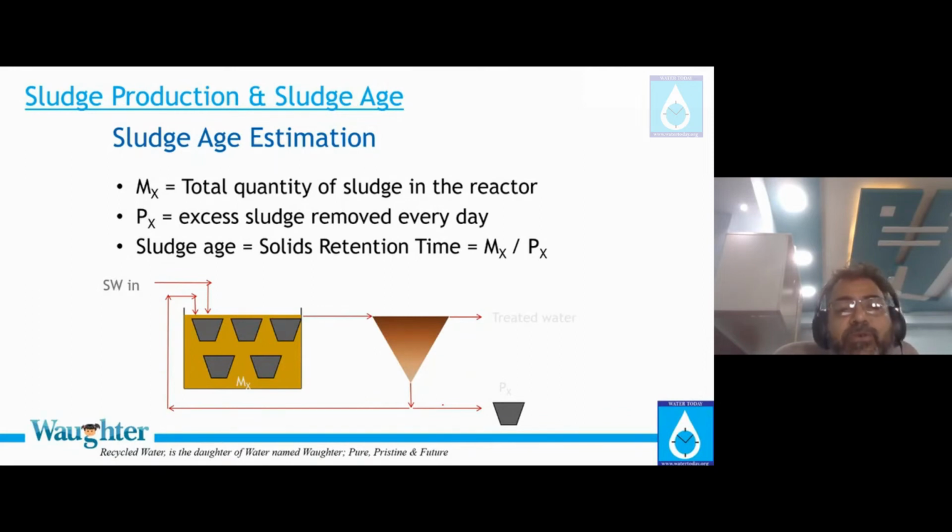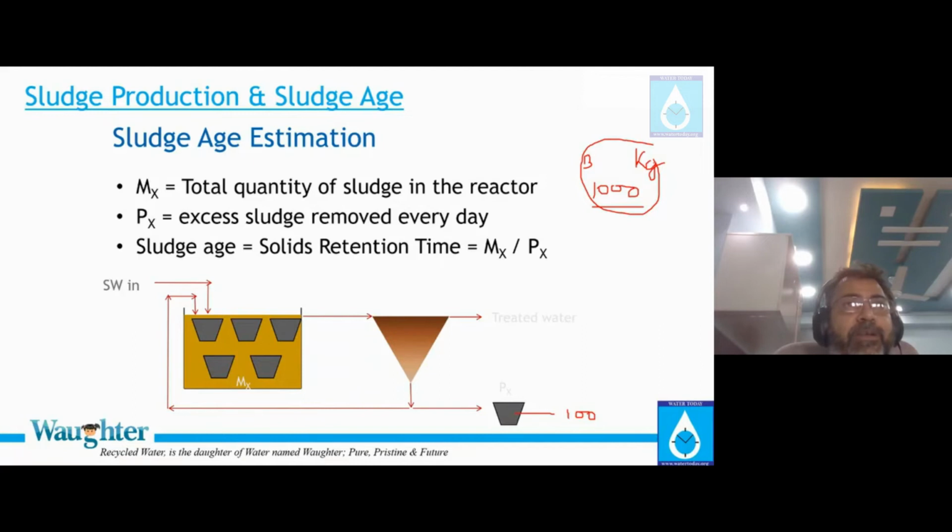Mx is equal to the total quantity of sludge in the reactor, which I may say, let's put a simple number, 1,000 kilogram. Sludge is not kilogram, right? So it is kilogram of biomass, dry solids. The 1,000 kilogram sludge I have. And Px is the excess sludge removed every day. Suppose every day I decide that I must put 100 kilogram sludge out of the system.